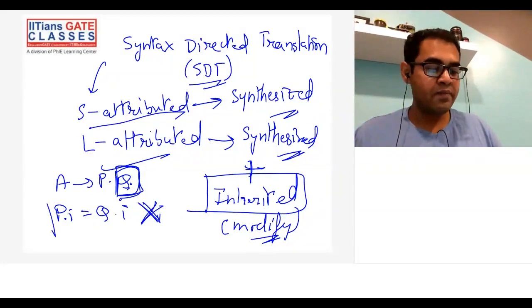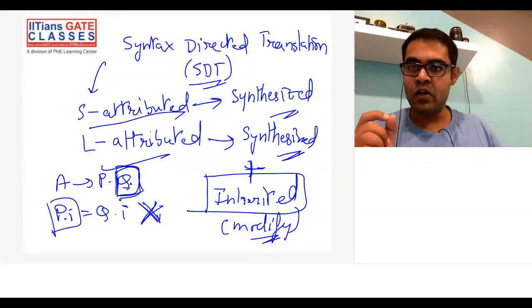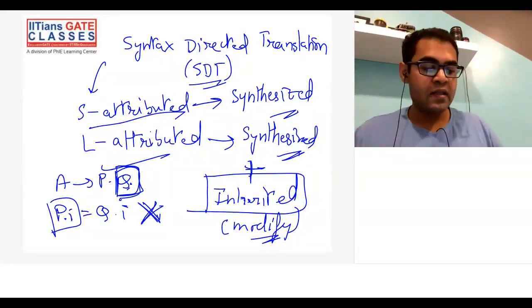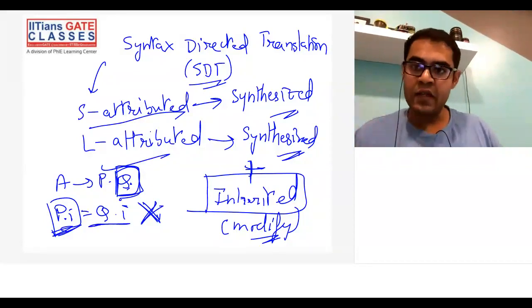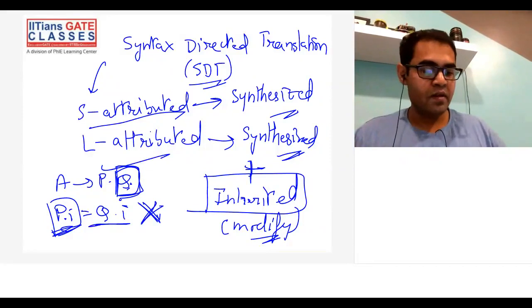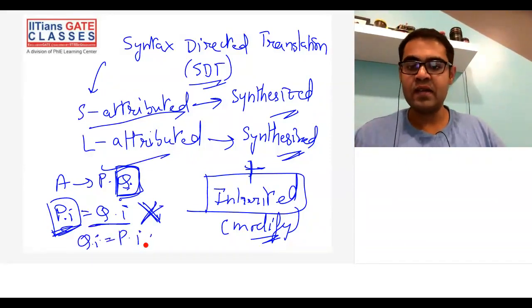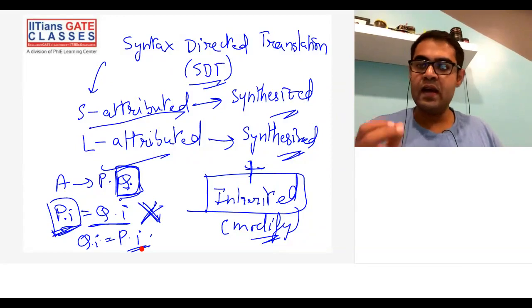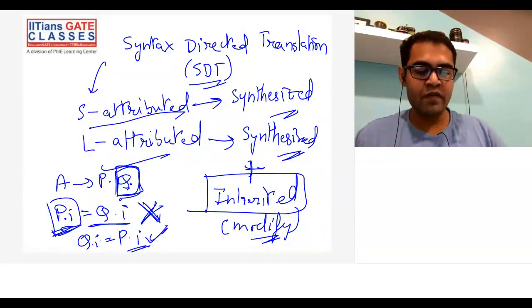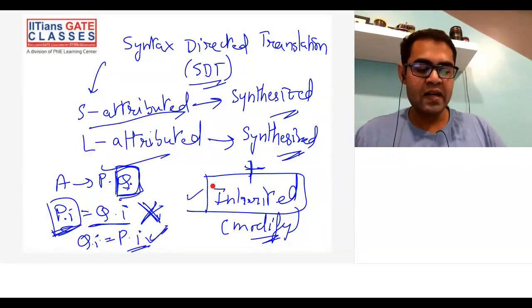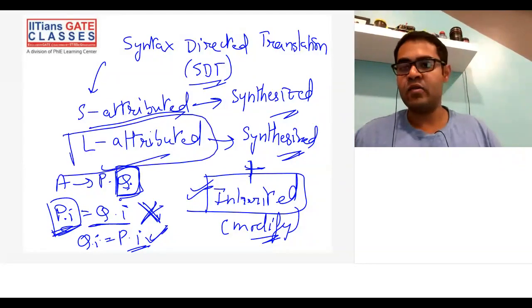The reason being, P is a non-terminal, and the attribute of P is taking value from what? The right sibling. That is not allowed. But Q dot I is equal to P dot I is allowed, because here the right sibling is taking value from the left sibling. So this is one small modification in how we use inherited attributes in L attributed SDT.